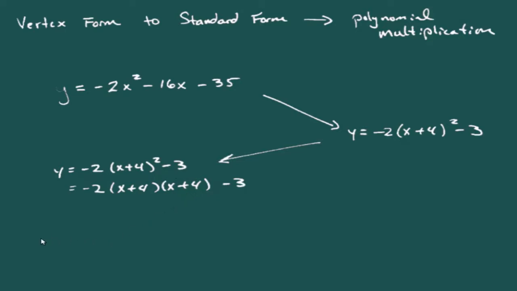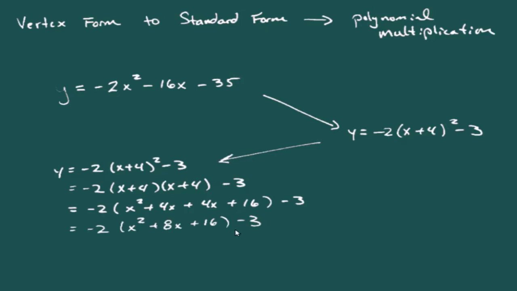Now we are FOILing everything out, so we've got first terms, x times x, to give us x squared. Inner terms, 4 times x to give us 4x. Outer terms, 4 times x to give us another 4x, and then 4 times 4 to give us 16. So we've got all possible combinations of something from the first set of parentheses times something from the second set of parentheses. Well, our 4x and 4x we can combine to 8x, and so we've got negative 2 times the quantity x squared plus 8x plus 16, and then minus 3 on the end.